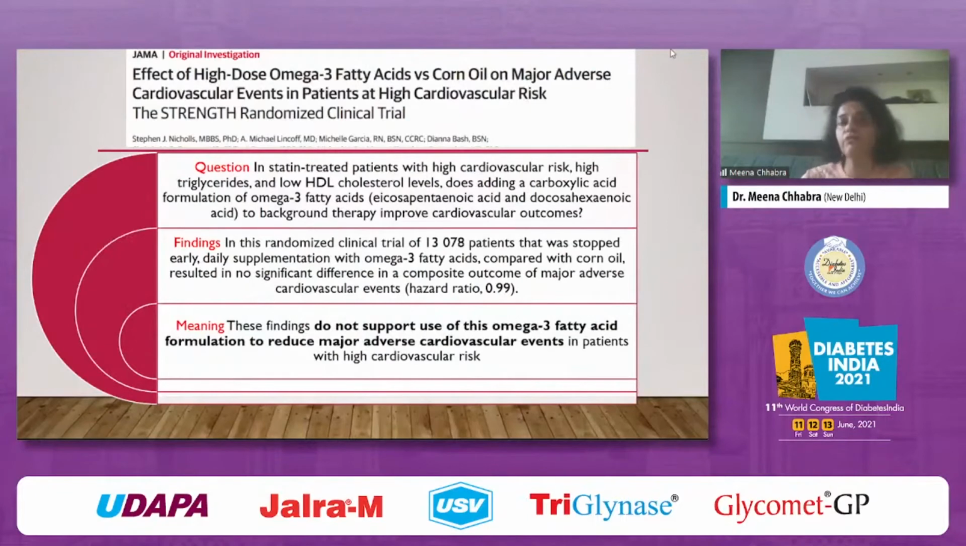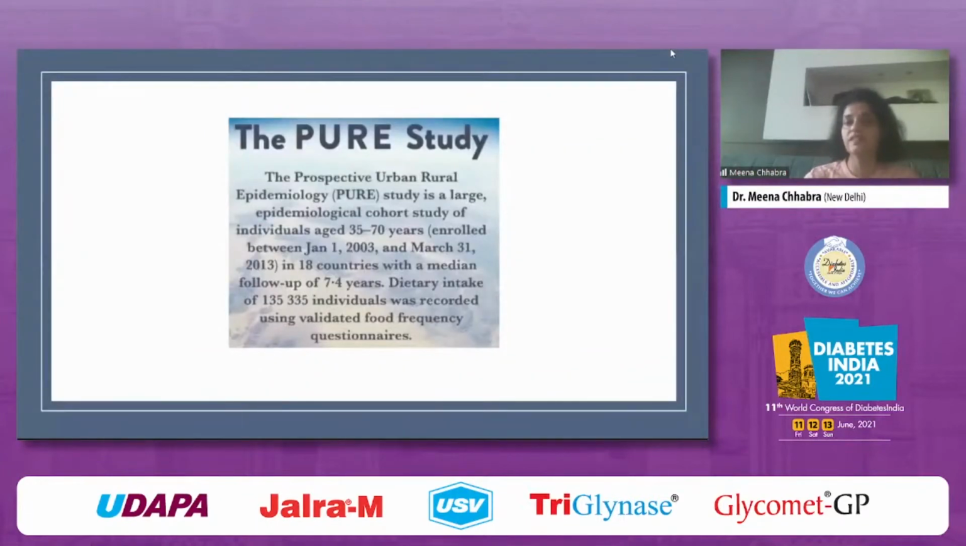But we have another trial called the STRENGTH randomized controlled trial. In this trial, omega-3 fatty acids were added in statin-treated patients with a very high cardiovascular risk, high triglycerides, and low HDL. But this was a negative trial, and when compared with corn oil, these findings did not support the use of omega-3 fatty acid formulation to reduce major adverse cardiovascular events in high cardiovascular risk patients.